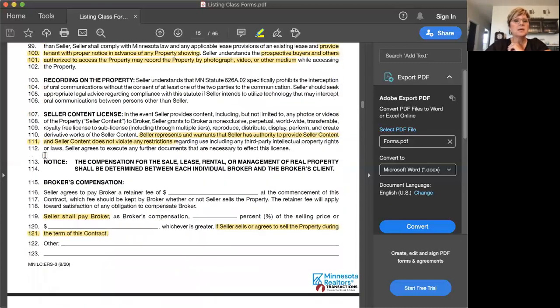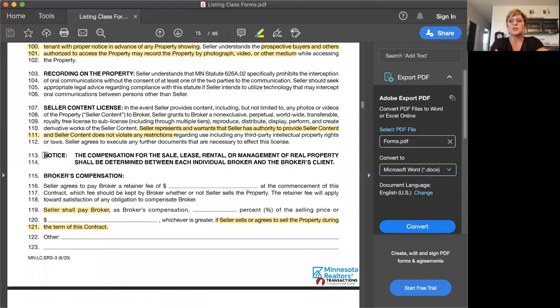Awesome. Line 103, you need to make sure that you let the seller know that they can record video all day long whenever they want while this is on the market for sale. What they cannot do is record oral conversations. So they can only do video. They cannot record any oral conversations without written consent from at least one of the parties.